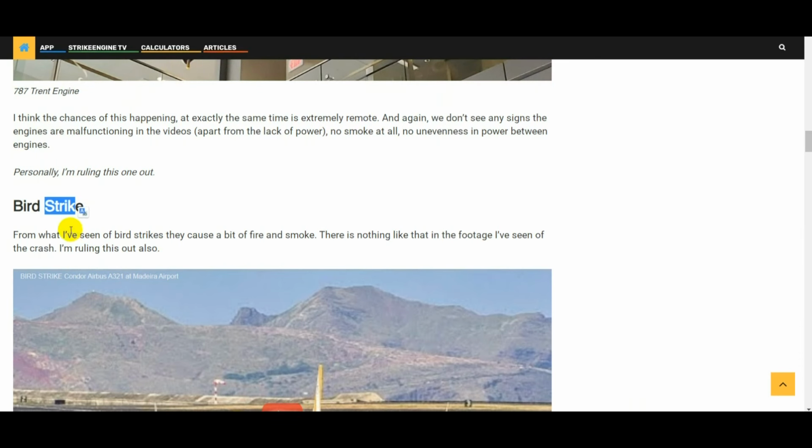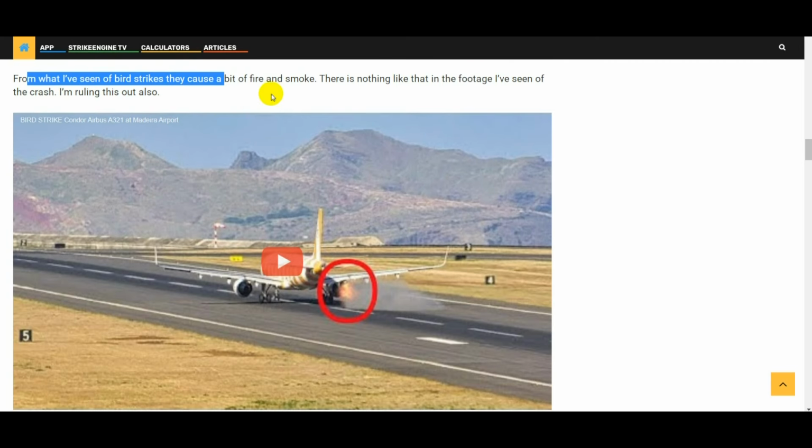Maybe there's a chance there were some birds on the runway, but from what I've seen of bird strikes, they do tend to cause a bit of fire and a bit of smoke. There's a video in the article showing a demonstration of Madeira Airlines hitting a bird.